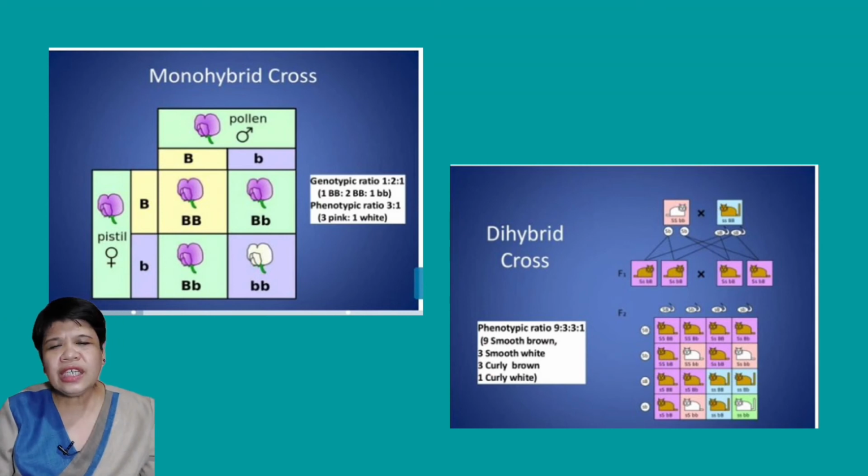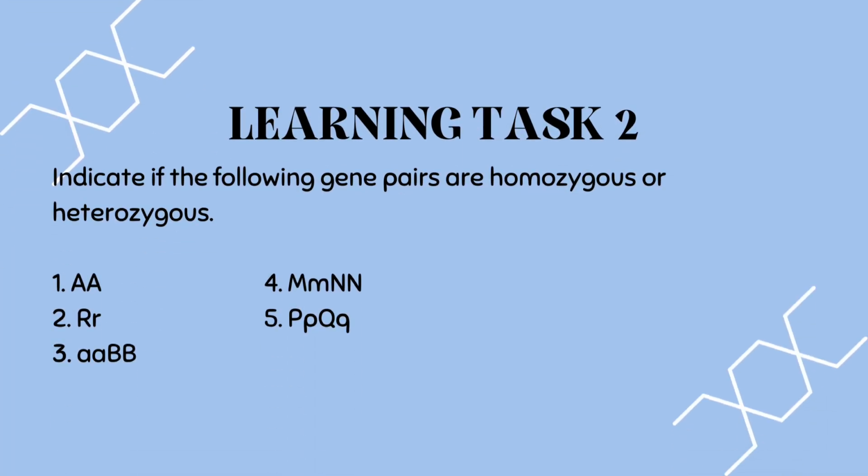heterozygous. Since genes occur in pairs, a pure breeding round seed plant is symbolized as capital RR, and a pure breeding wrinkled seed pea plant as small rr. So, yung RR na malaki or capital letter is homozygous dominant allele, and the small letter r is homozygous recessive allele.